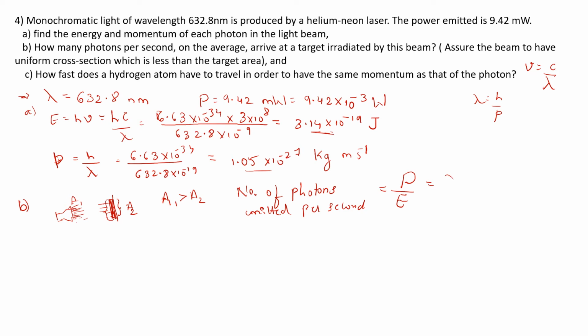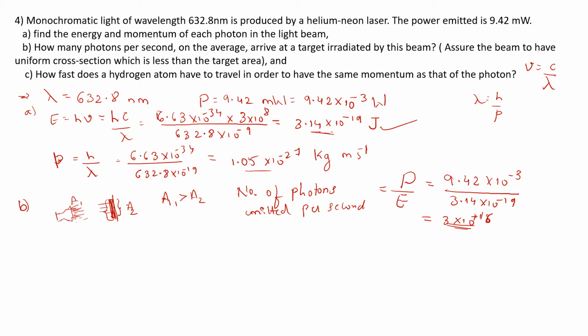Power is what they have given, that is why they have given the parameter power there: 9.42 into 10 raised to minus 3. Total energy we have calculated here: 3.14 into 10 raised to minus 19. When you calculate this, you will get the number of photons per second as 3 into 10 raised to 16. I hope you got this.